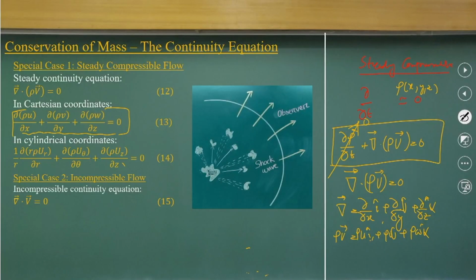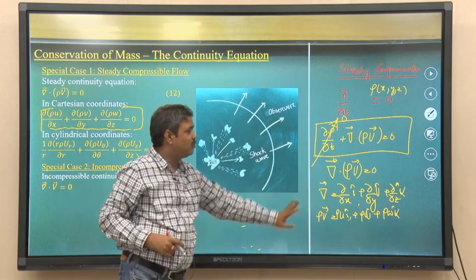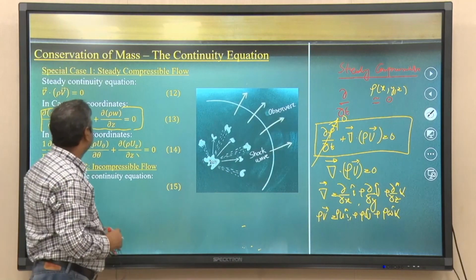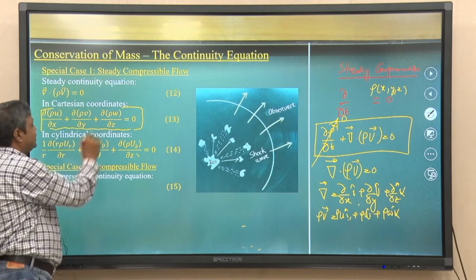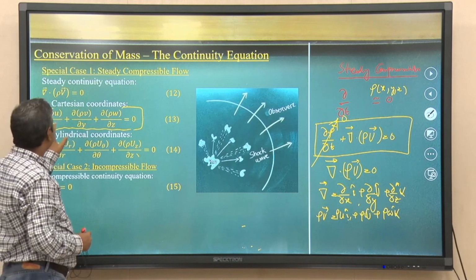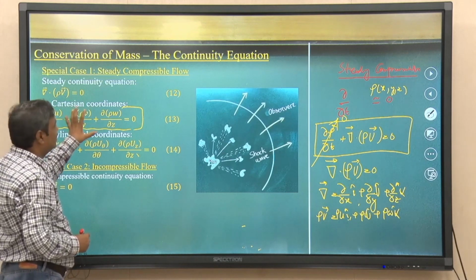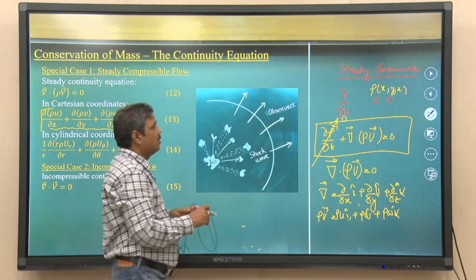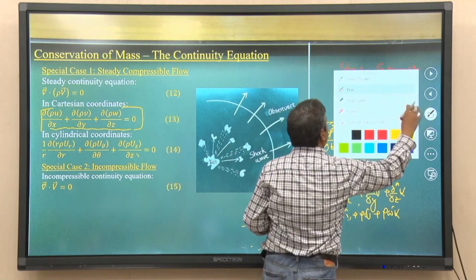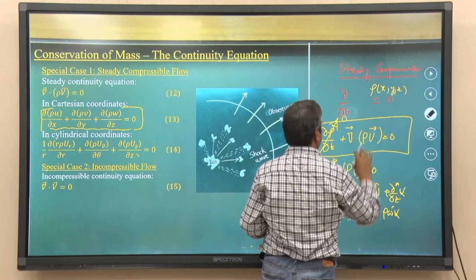Please try to remember these components, then you can understand how the components come about for the Cartesian coordinate systems. Now, if you look at the Cartesian coordinate system, these are the components which come for the steady flow.